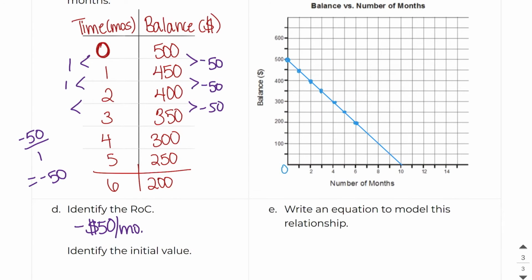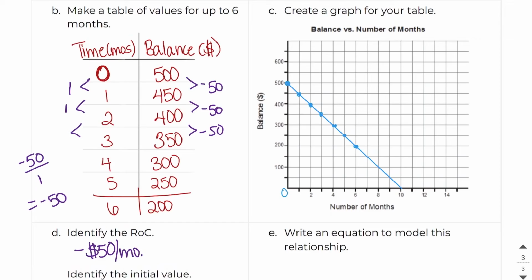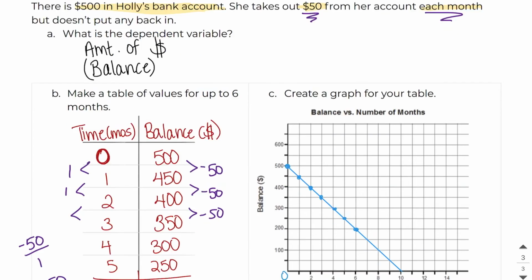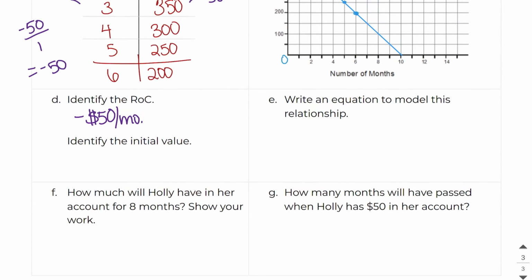Now, for identifying the initial value, same thing. We have a lot of options to figure that out. Our first option is it tells us that Holly originally had $500 in her bank account. We also know from our table that she started off with $500. And we also know that from our graph that she started off with $500. Again, a lot of different places where we can find these answers.